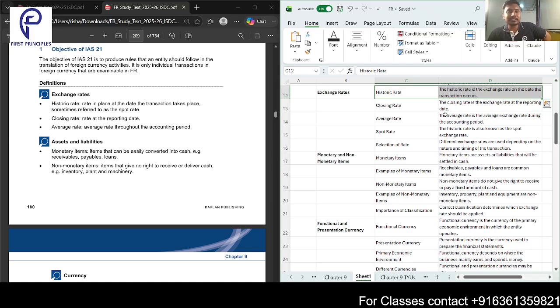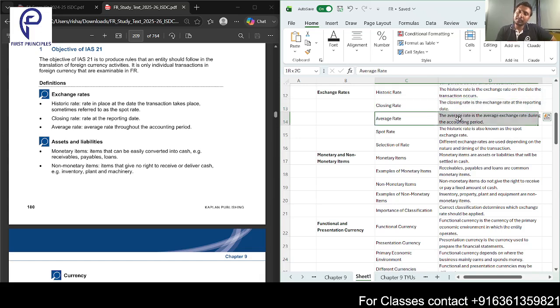On that day, what was the exchange rate? That is called historic rate. Me and Mukund got into a transaction on 1st January. He has to pay me on 31st August. So the exchange rate that was in place when we got into the transaction on 1st January, that is historic rate. The rate at the end of the year is the closing rate.